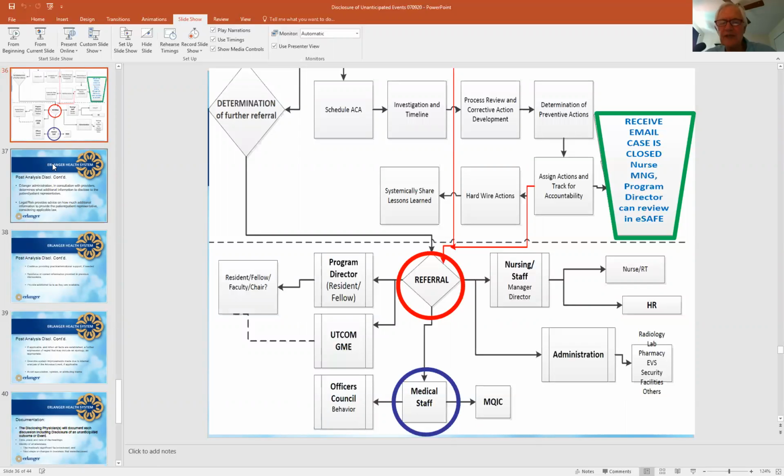The other place that it goes is the Medical Quality Improvement Committee. Those committees are actually in the process of being reformatted, but basically the Medical Quality Improvement Committees look at the behavior of attending physicians. They will look at the behavior of residents, but it's always within the context of the attending physician.